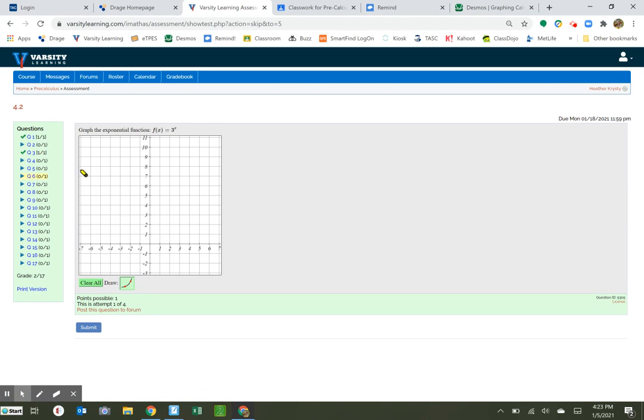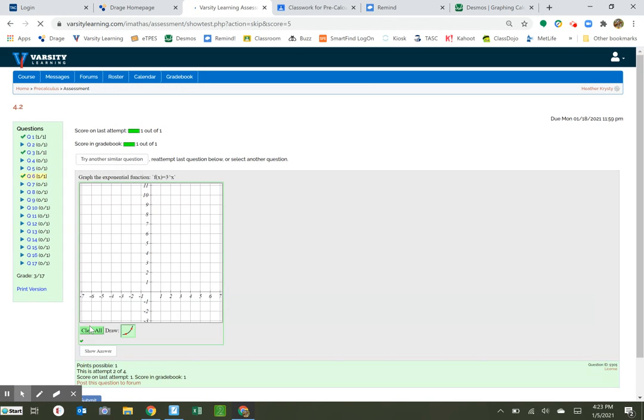All right, now graphing. Graph the exponential function, 3 to the x. So it's already chosen. I'm just going to plot 2 points. I know it's going to go through (0, 1), and I know it's going to go through (1, 3). Submit. All right, that's all you're going to do for that.